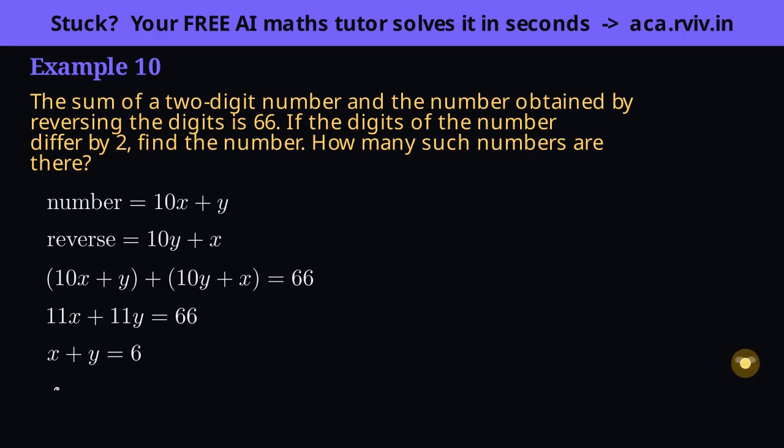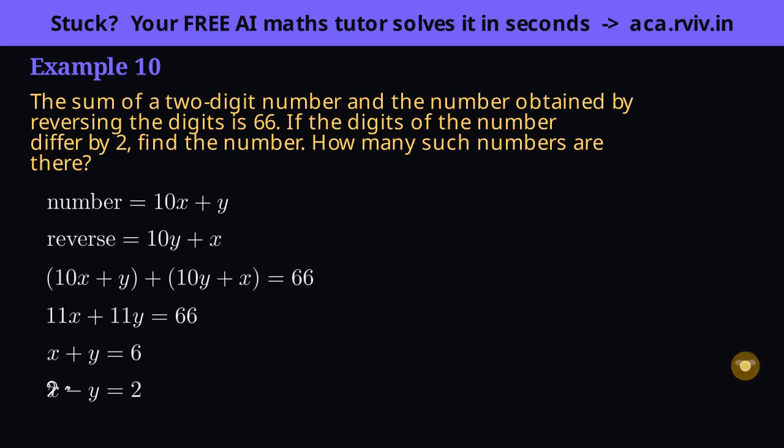Now the second fact. The digits differ by 2. Here's a subtlety a careful solver notices. Differ by 2 doesn't say which digit is bigger. It could be x minus y equals 2 or y minus x equals 2. So we must handle both cases. Case 1: x minus y equals 2.